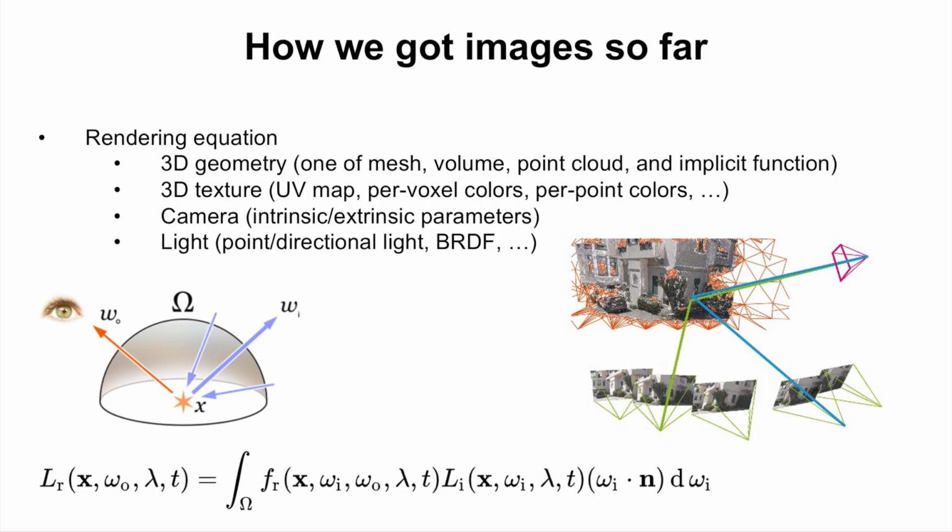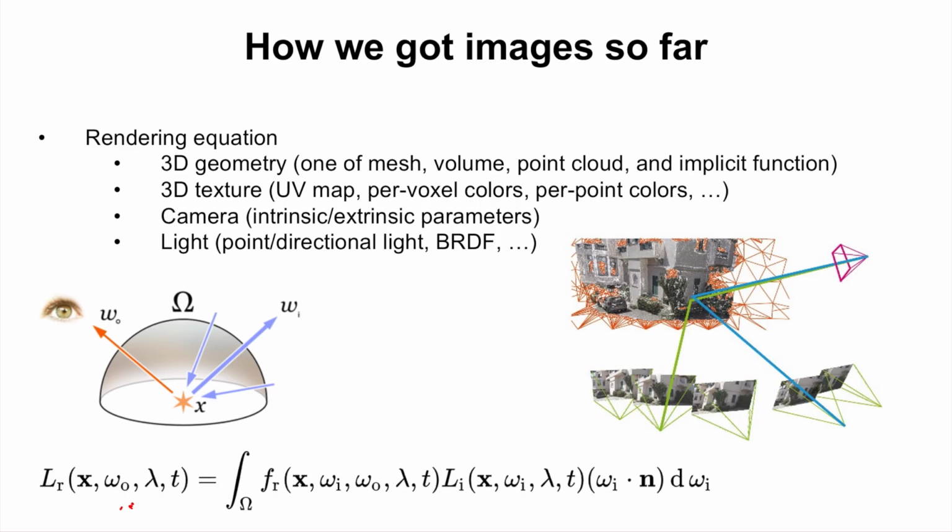We have 3D geometry. We learned mesh, volume, point cloud, implicit function, anything is okay. We have 3D geometry and 3D texture: UV map, per-voxel colors, per-point colors, per-Gaussian color, anything. And then the camera, where we learned intrinsic and extrinsic parameters and the projection, perspective projection or orthogonal projection, or light, point light source, directional light source, BRDF. Using such 3D assets, we can render images using the rendering equation.